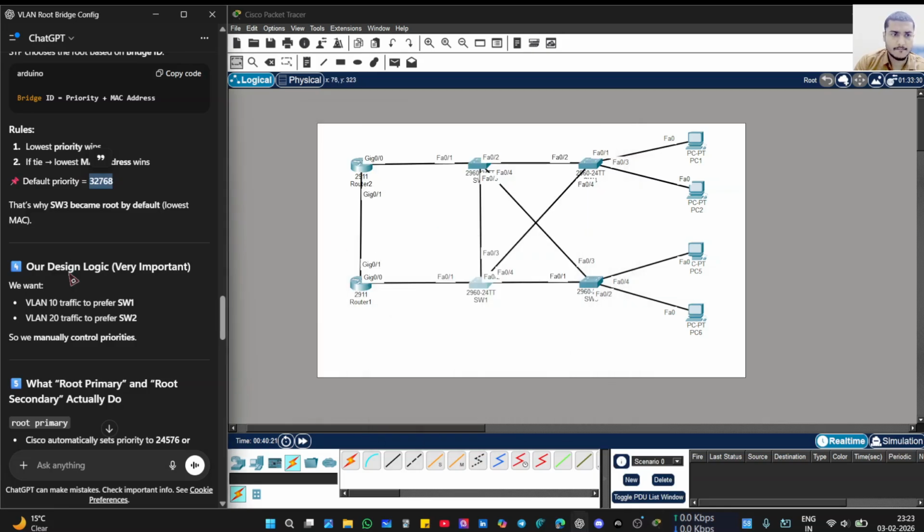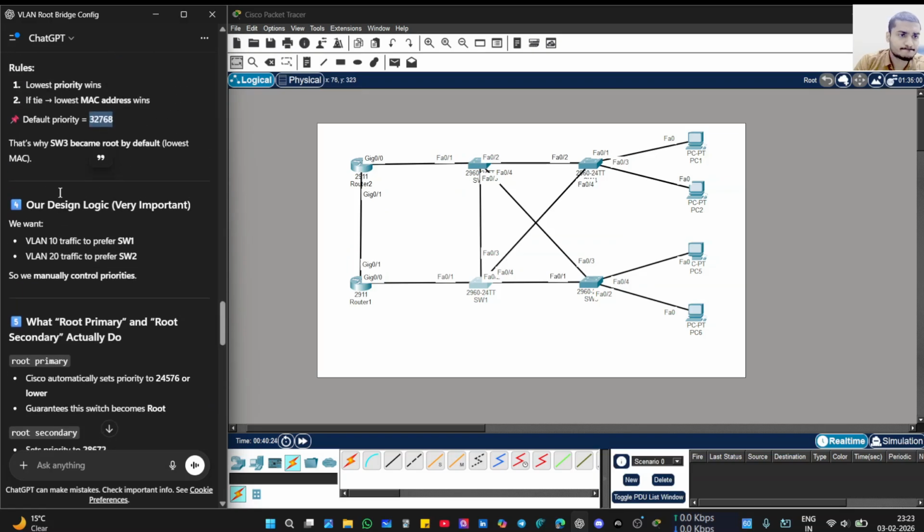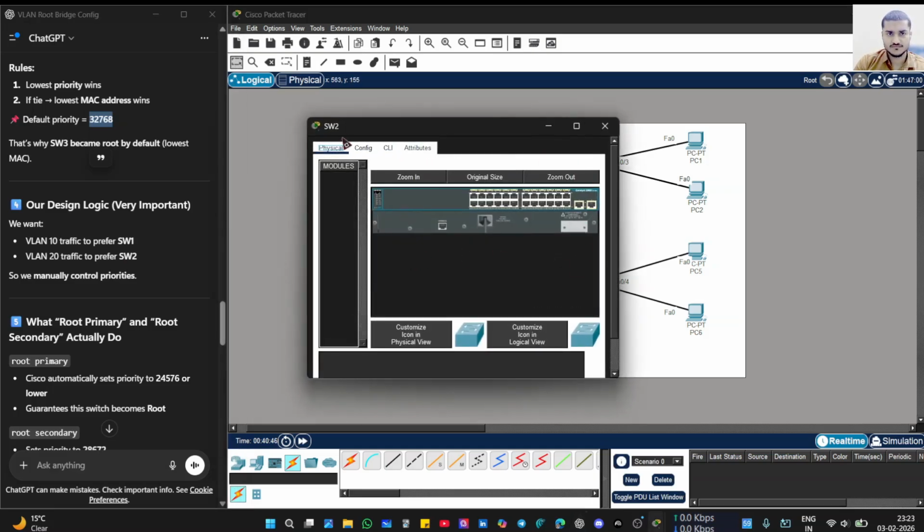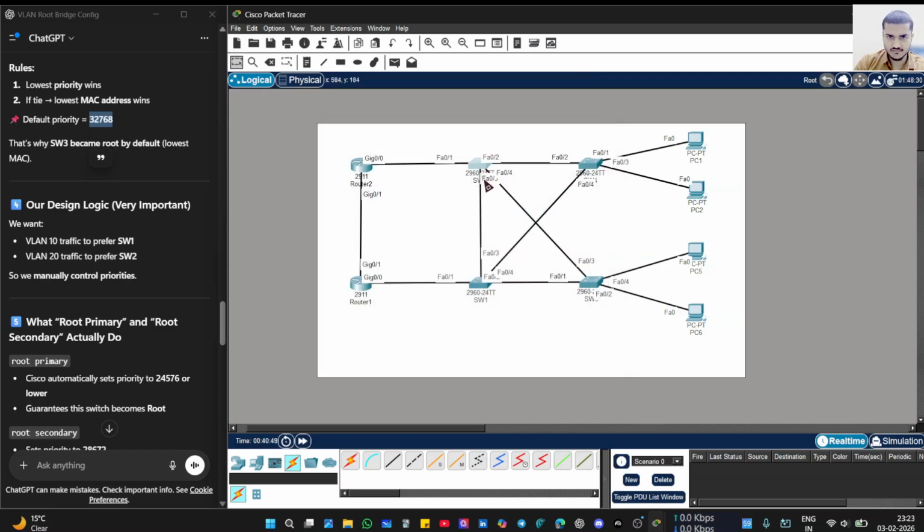But further, our design logic is very important. We want VLAN 10 traffic to prefer switch 1, which means we are going to design the logic, and VLAN 20 traffic to prefer switch 2. Over here switch 2 is not visible because of the tag, so let me clear that up: switch 1, switch 2, switch 3 and switch 4, remember that.